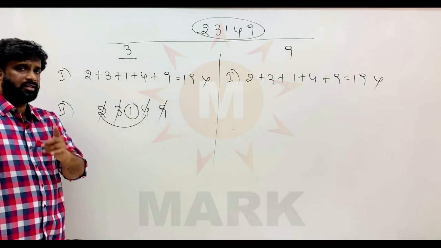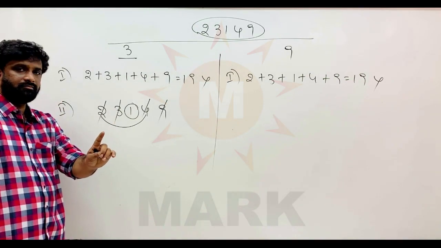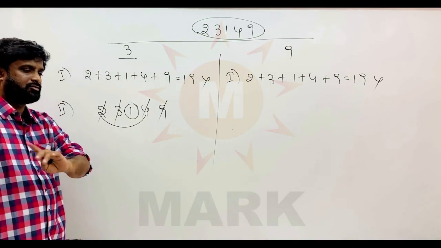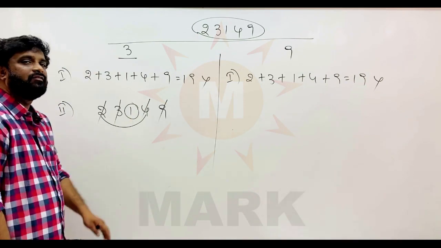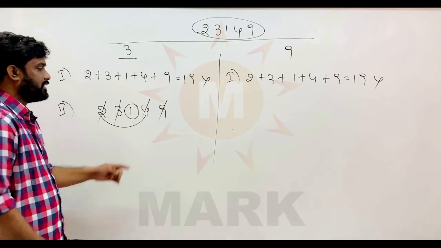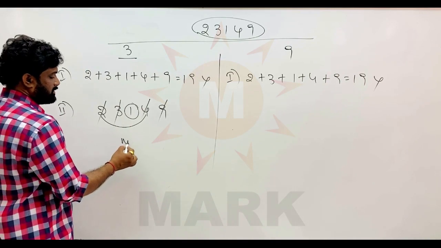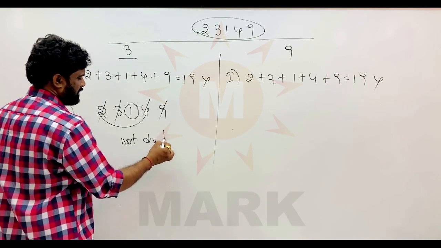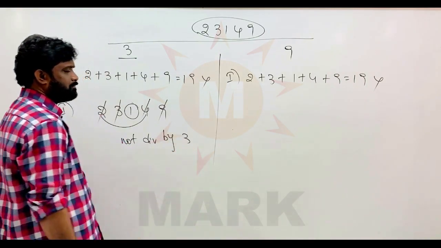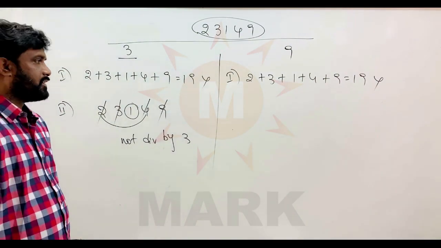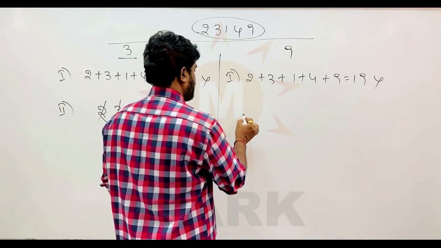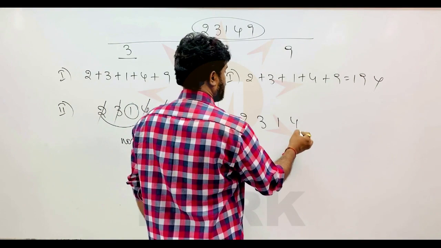What was the rule I stated? There should be no number left after cancellation; then only that number is divisible by 3. Here there is a number left which is not divisible by 3. That means this number is not divisible by 3. One number is left which is not 3 or not a multiple of 3. Okay? So now clearly we can see 23149.